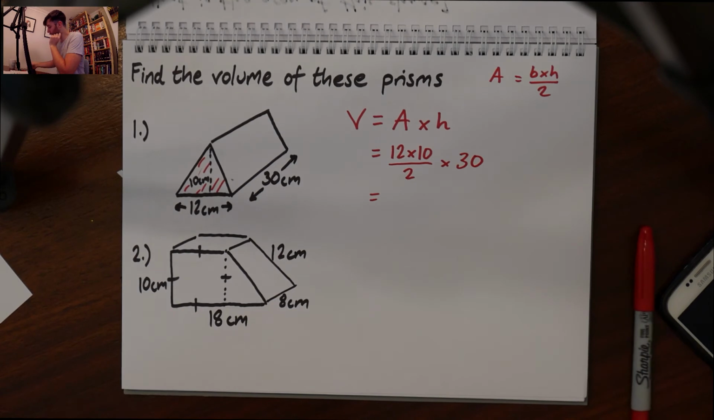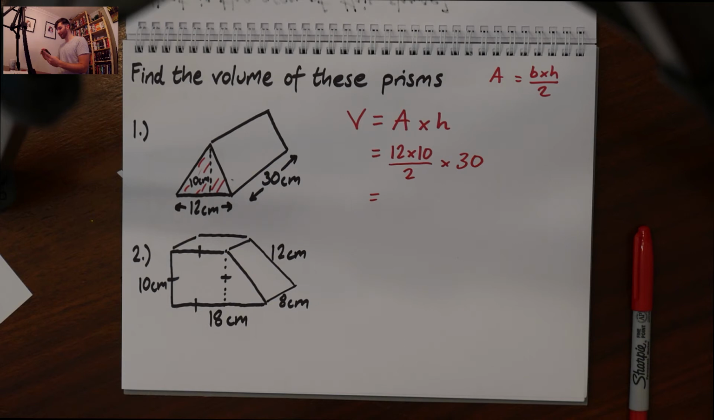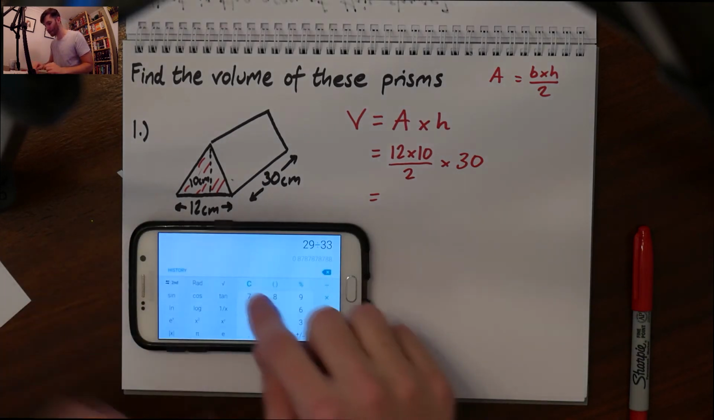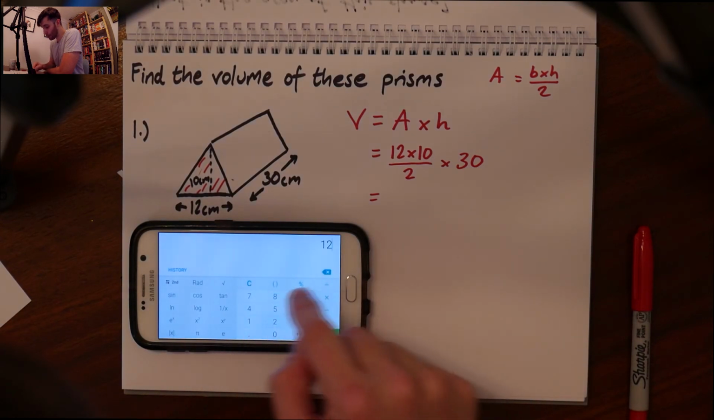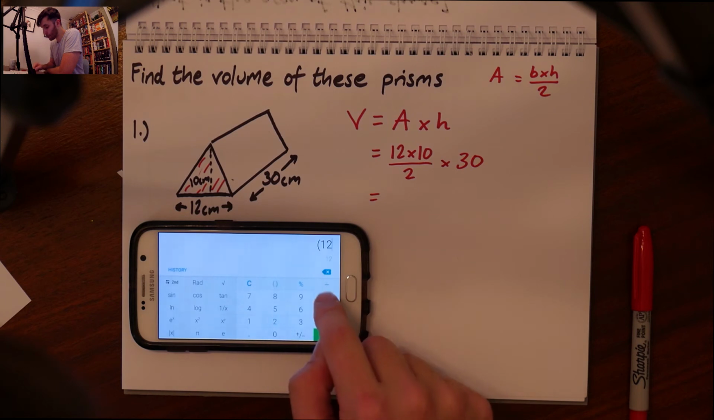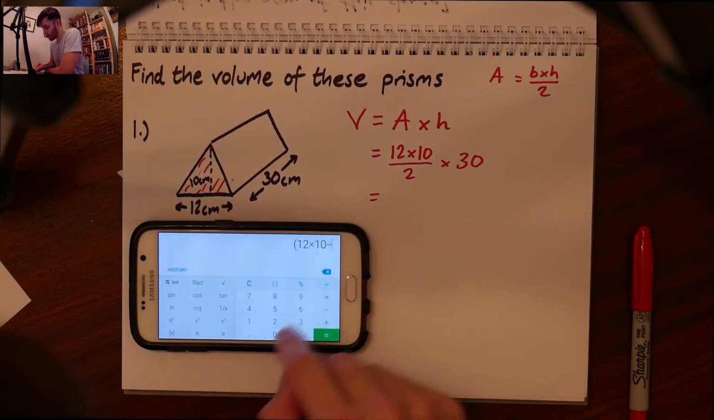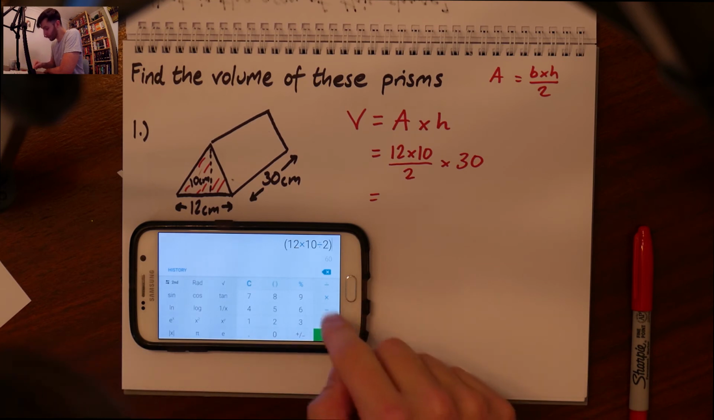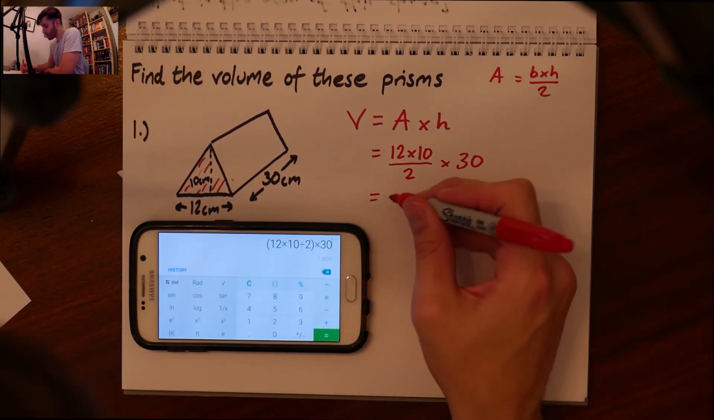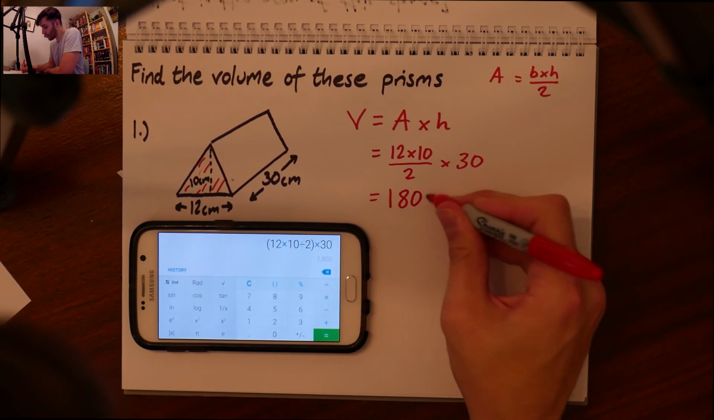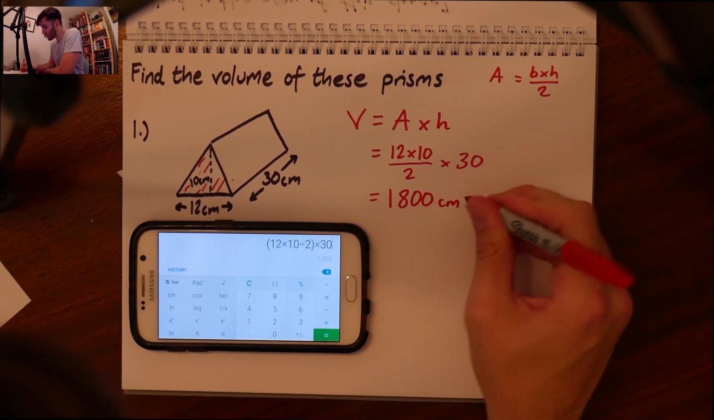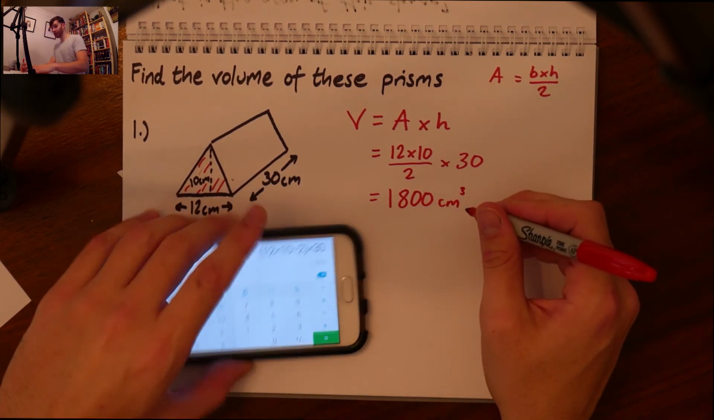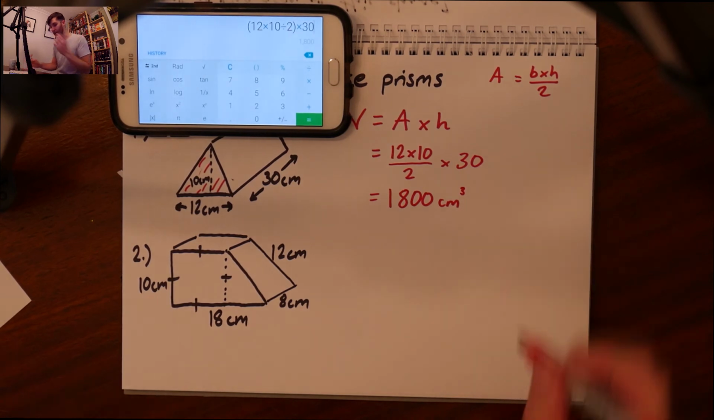And then I'm going to show you how you would actually enter it on a calculator. And I know I've said you're not allowed to use your phone recently, but I'm going to do it because it happens to show it best in the camera. So I'm going to go bracket 12 times 10 divided by 2. And then I'm going to multiply that by 30. Gives me an answer of 1800. And then I look for my units. Everything has been in centimetres, so that's going to be centimetres cubed. And cubed to represent that this answer is volume, it's in 3 dimensions.